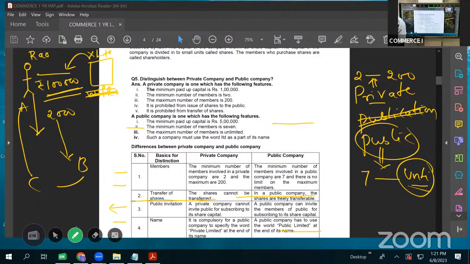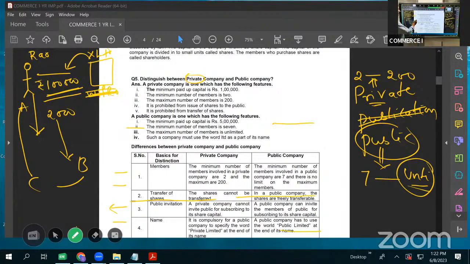Okay, there are many classifications. Companies are classified into many categories. Broadly, we have private company and public company. Now, talking about private company, first point is a private company's minimum paid up capital should be 1 lakh. Minimum members should be 2. Maximum members should be 200. It is not allowed to issue shares to public, and it is not allowed to transfer shares.